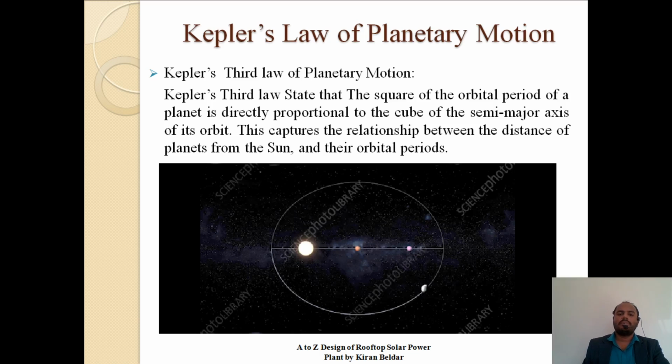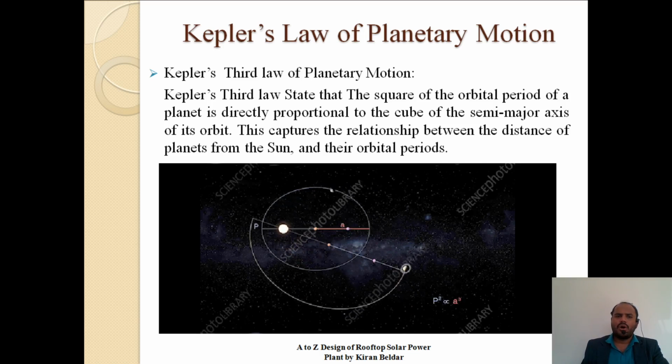Kepler's third law of planetary motion. Kepler's third law states that the square of the orbital period of a planet is directly proportional to the cube of the semi-major axis of its orbit. This captures the relationship between the distance of a planet from the Sun and its orbital period.